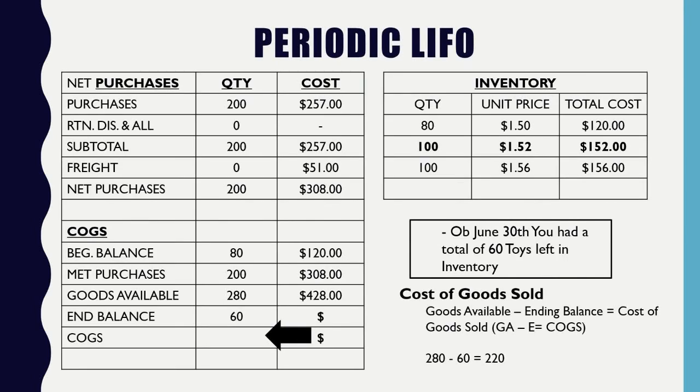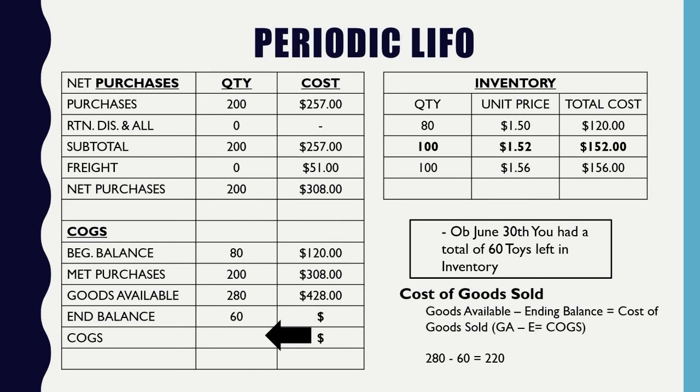So once we do that, we're going to plug our numbers in once again, exactly how we've done it, but this time we have something different. We have beginning inventory. We need to plug in those 80 units at $120, and this is where we calculate our total goods available. Now we have 80 plus 200 gives a total of 280. And then we also need to total up our cost, which is 120 plus 308 gives us 428.